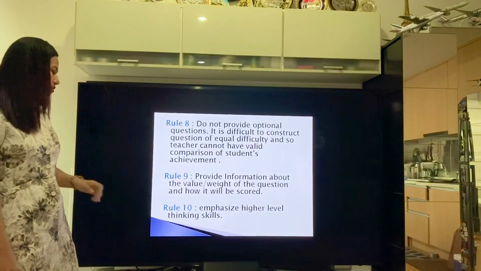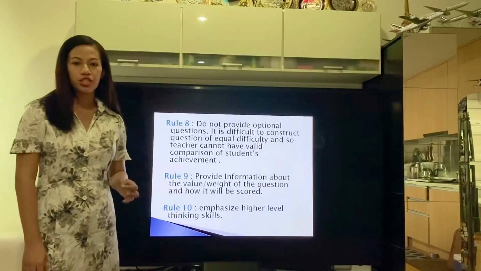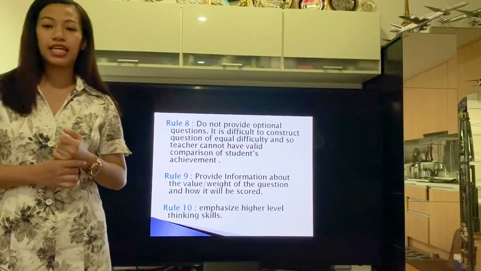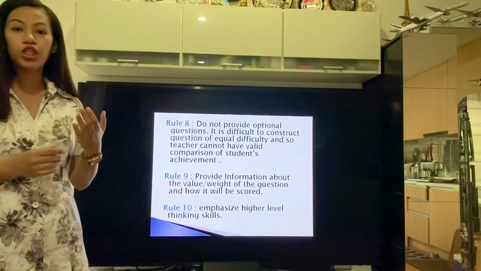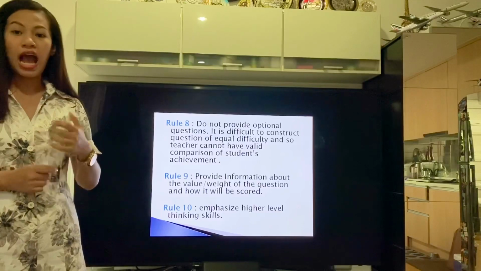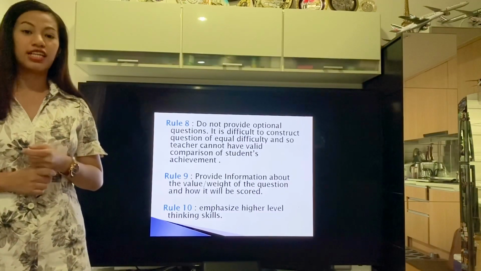Okay, Rule number 10: Emphasize higher level thinking skills. So, with these rules, higher order thinking takes thinking to a whole new level. Students use understanding rather than just memorizing.